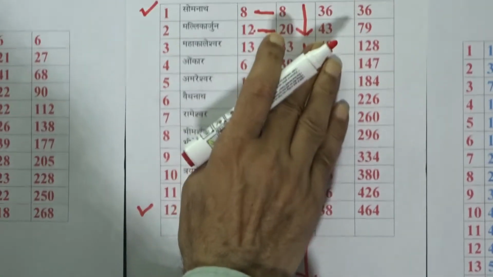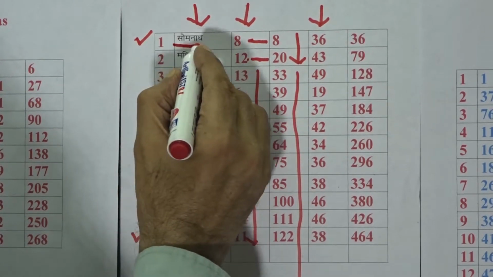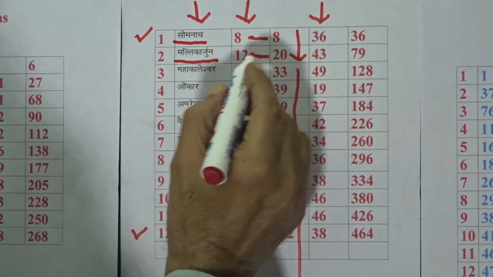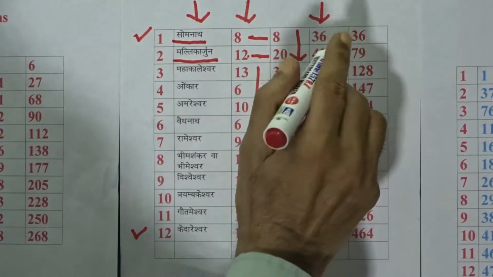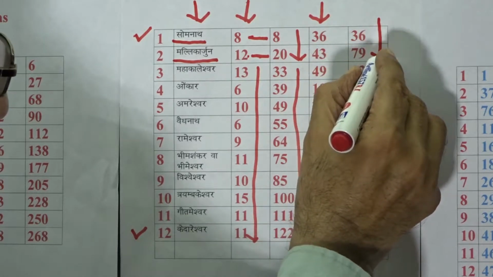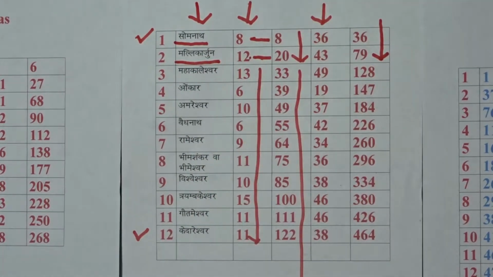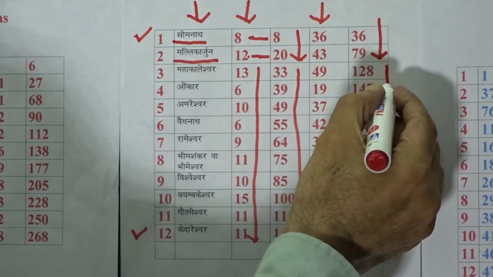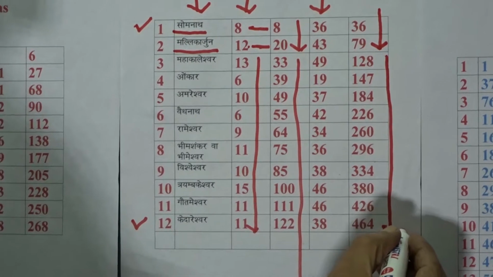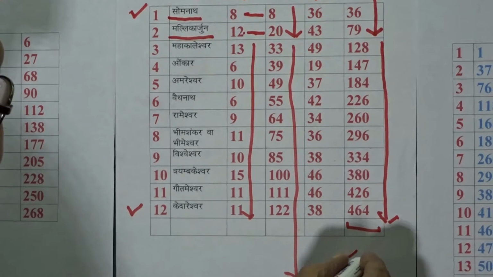Then at a second step, let us reach the TCV value of the formulation Somnath, which comes to be 36, Mallikarjun, which leads to TCV value 43, and summation value proceeds as 36 plus 43 gives 79, and when all the 12 formulations are reached at their TCV values, then the end summation value will come to be 464.